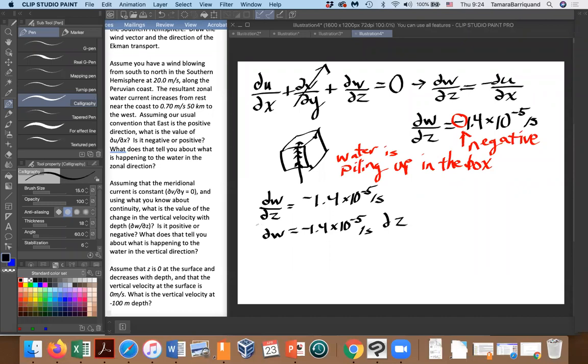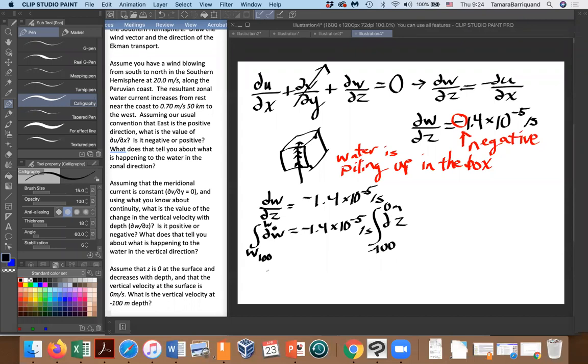Now I need to think about my limits of integration. So I can integrate both sides to get my w. And I'm going to go ahead and put my integral, take my constant outside of my integral on this side. And we are integrating from the velocity at 100 meters depth up to our velocity at the surface. And our depth we're integrating from, it's going to be a negative 100 meters up to our 0 meters at the surface.